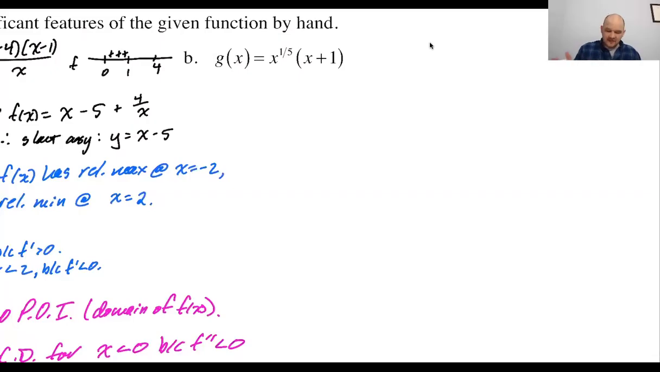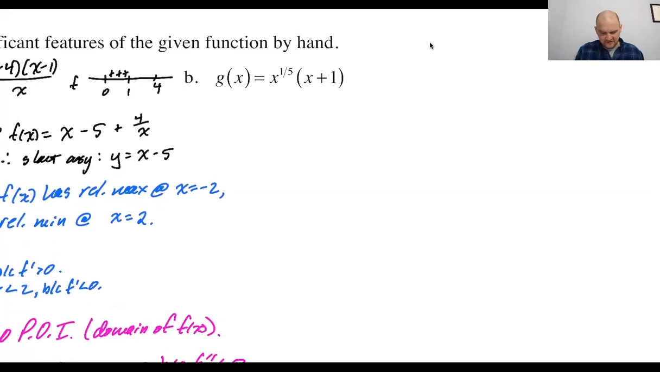All right, I'm back. We're still on page 322. We're going to do the final example where we are supposed to find all the significant features of the function by hand. This is not a function that I'm familiar with, so let's see what we get here.